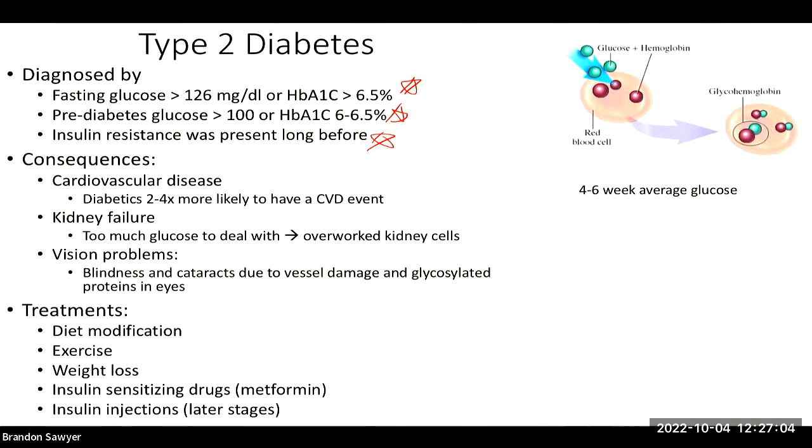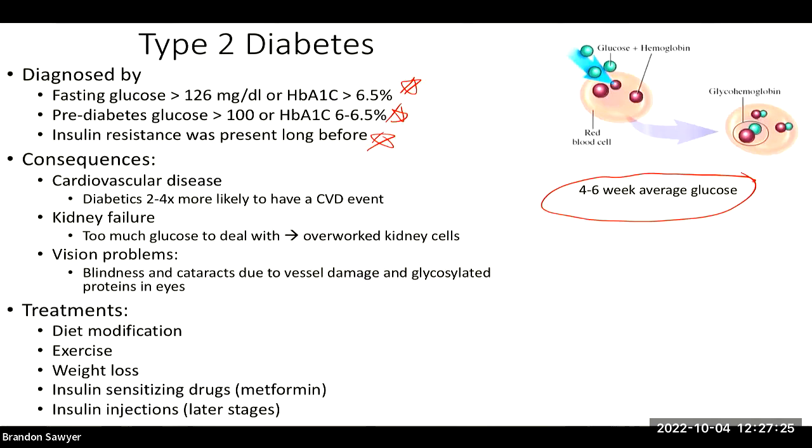Hemoglobin A1C is just a look at how much glucose is stuck to the hemoglobin in our red blood cells. And that gives us pretty much an average glucose for about a month. Okay, 4 to 6 weeks average glucose. So it's a nice way to look at something that's not just what it is right there in that fasting moment. Gives you an average.